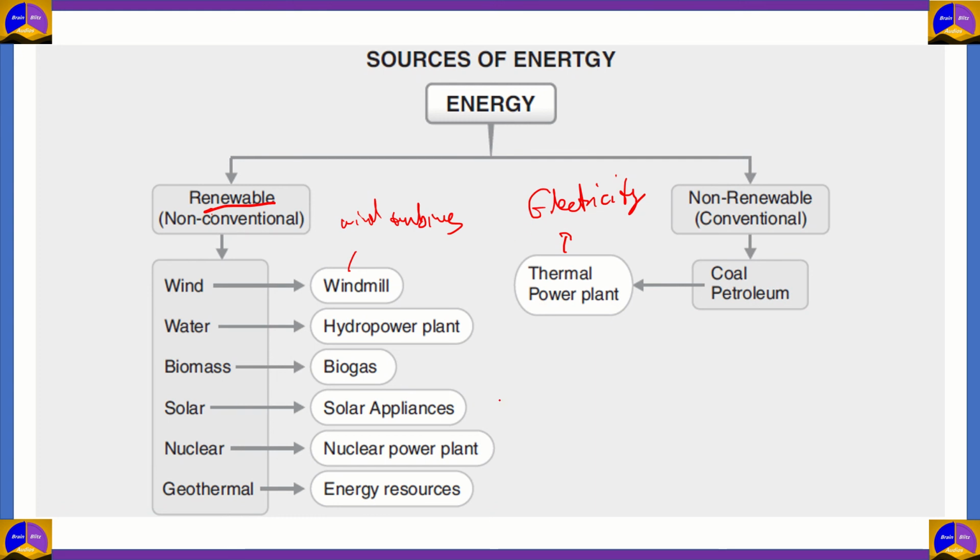Now we have solar appliances such as solar water boilers as well as solar panels that convert the energy from the sun to electricity. We also have nuclear power plants.